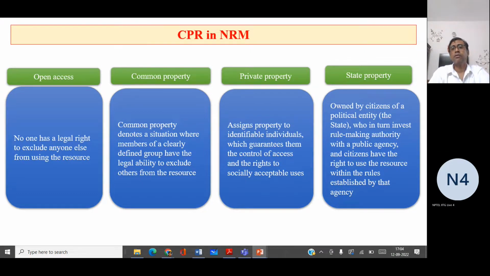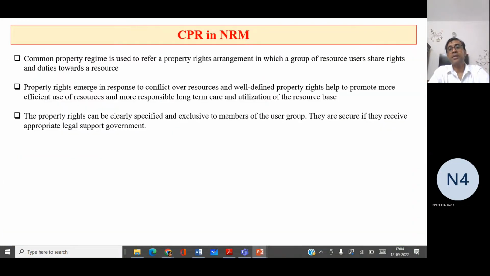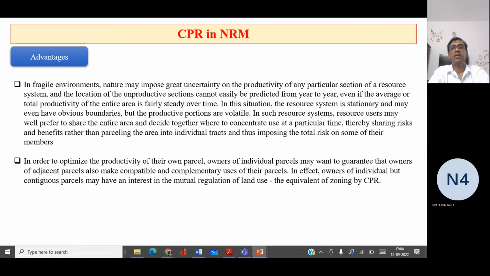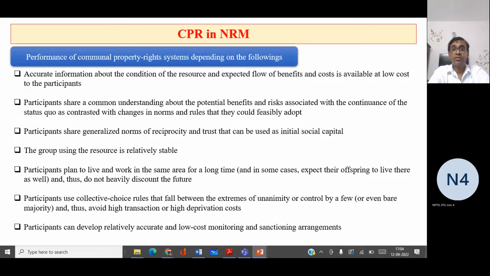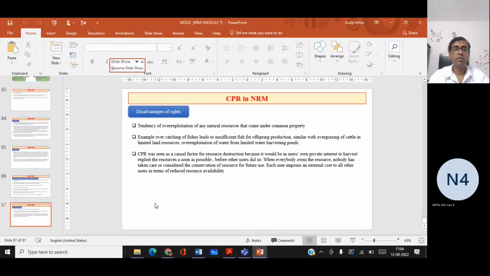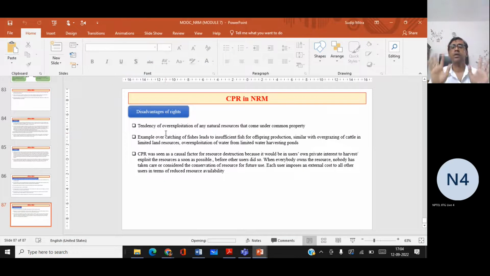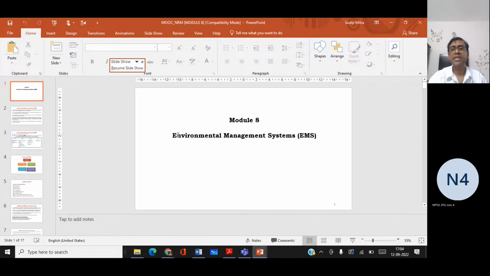From CPR, we came into another aspect, and that is the tragedy of the commons. If you recall, we had a paper review on the tragedy of the commons. So overall, we covered various aspects of natural resource management till date.